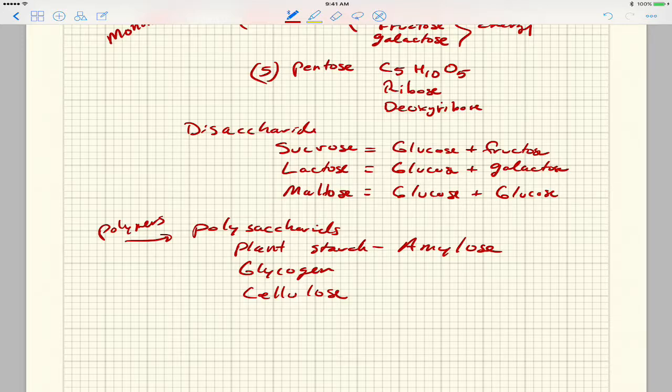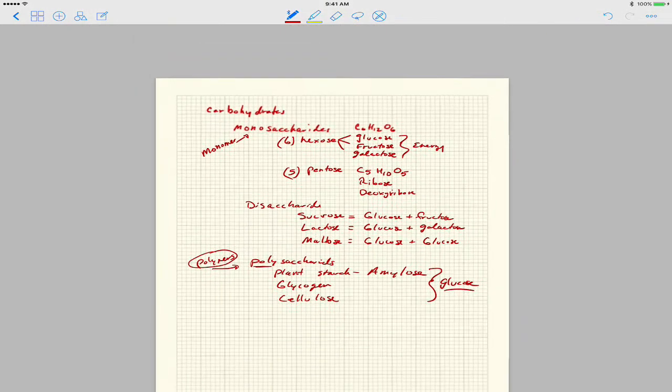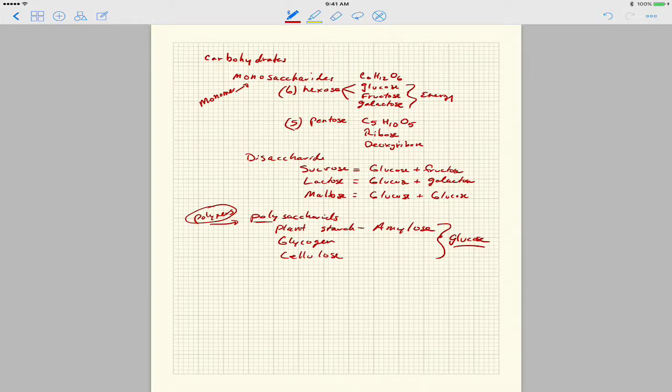So glycogen, energy storage. Plant starch is an energy storage molecule for plants, but when humans eat it, it's a ready source of glucose. So all of these are basically glucose molecules strung together one after another, making large chains, and that's why they're called polymers, and again polysaccharides. Okay, so that takes care of carbohydrates.